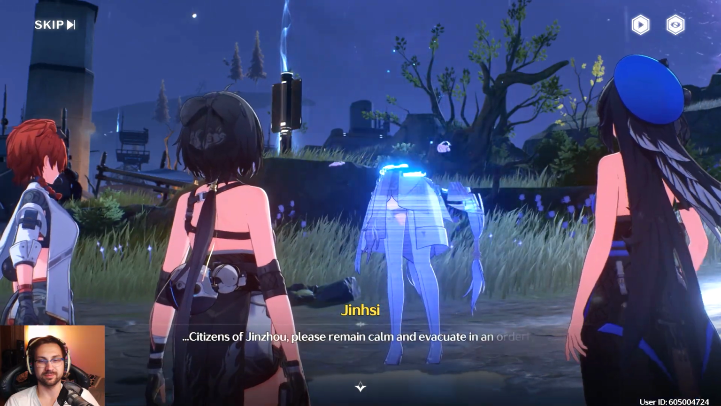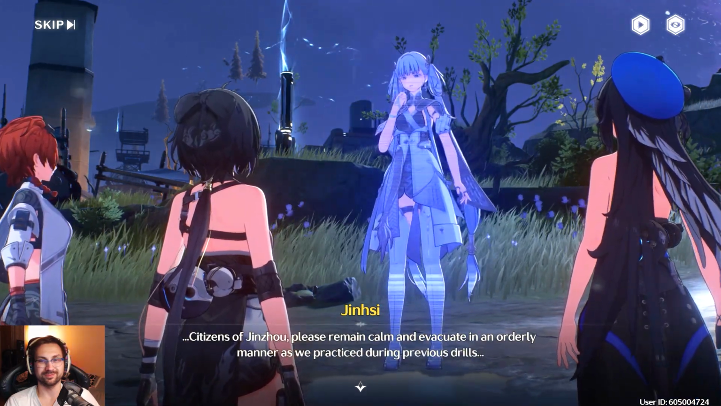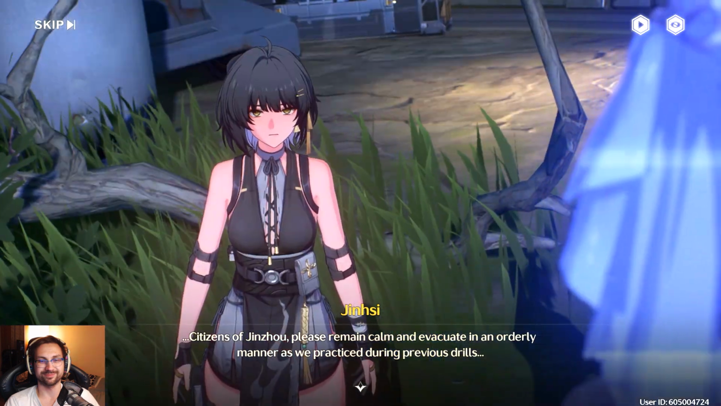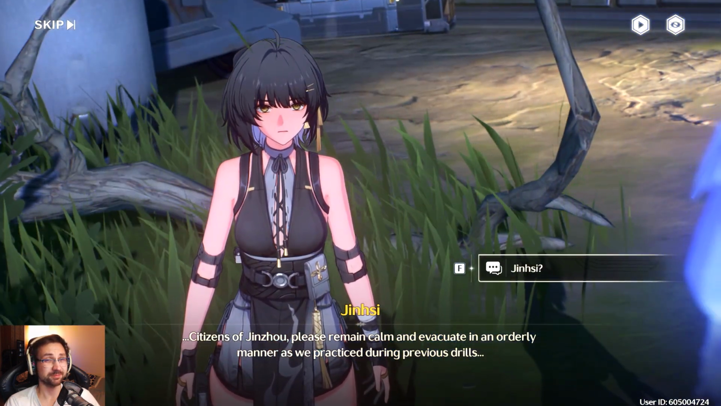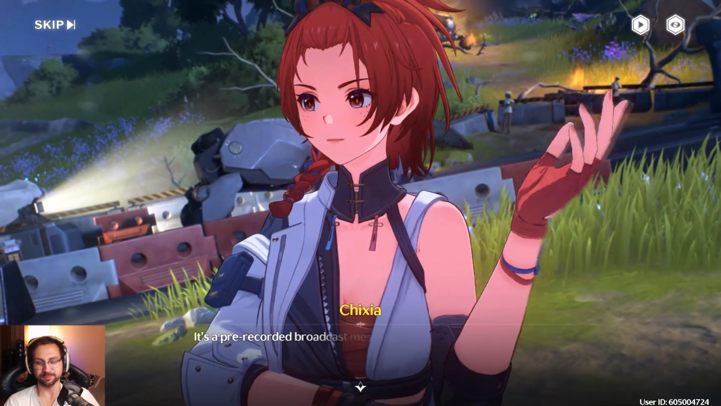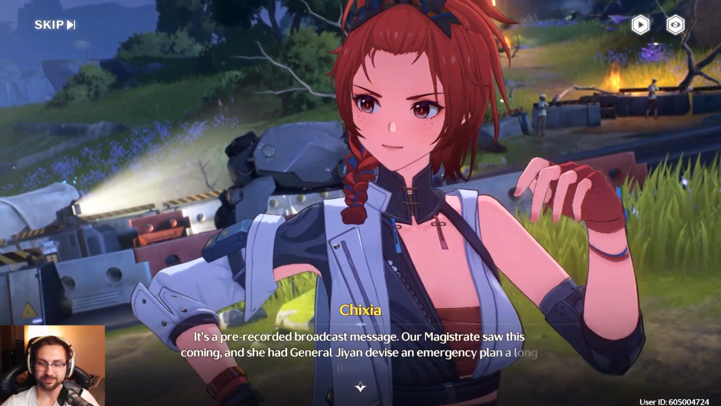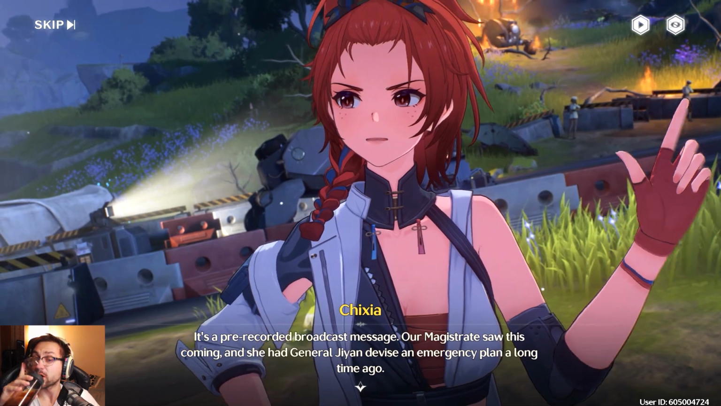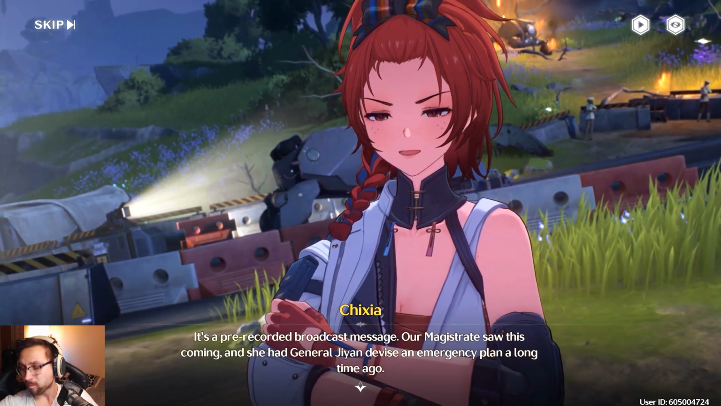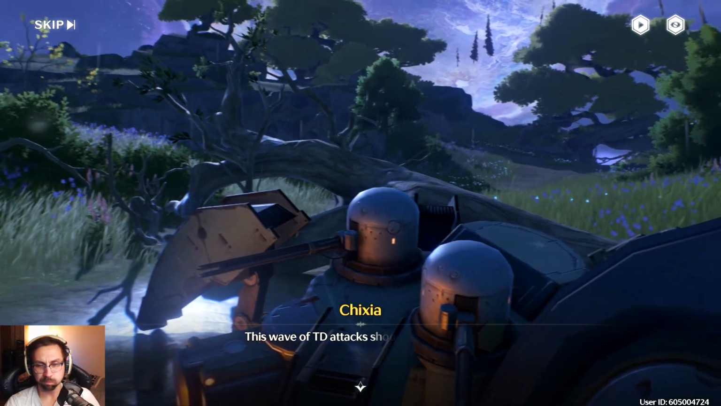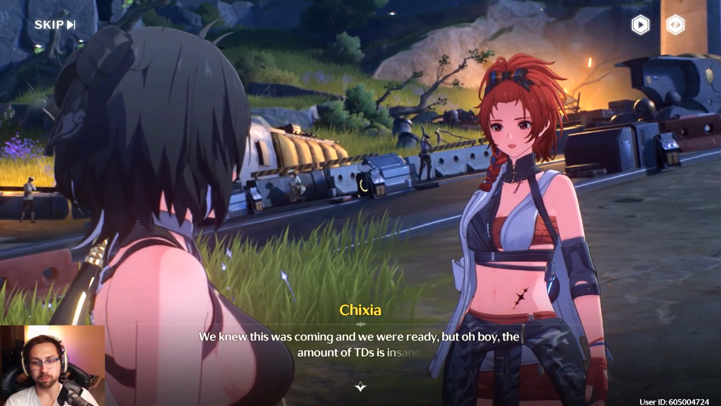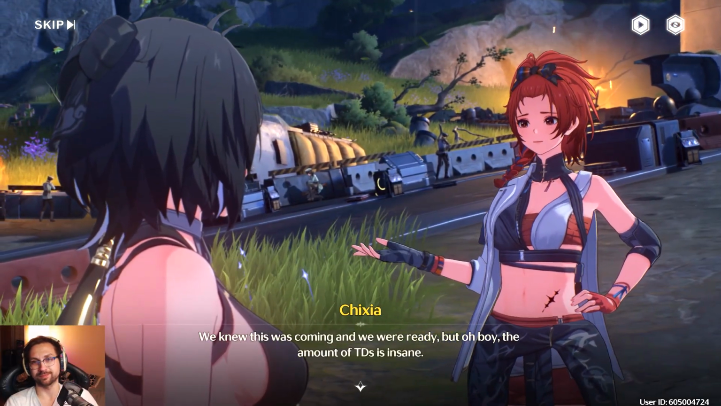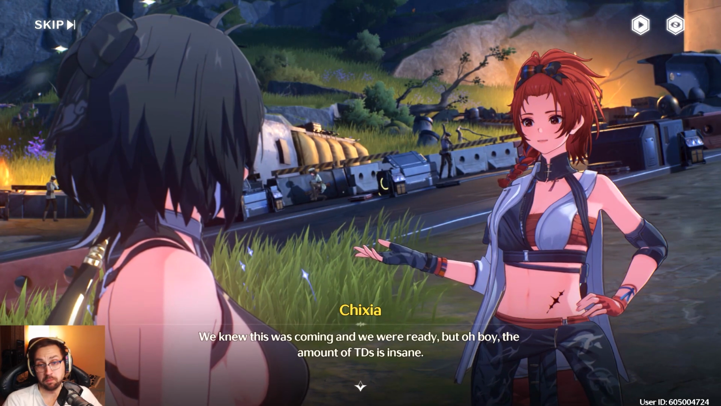Citizens of Jinzhou, please remain calm and evacuate in an orderly manner, as we practiced during previous drills. It's a pre-recorded broadcast message. Our magistrate saw this coming and she had General Jian devise an emergency plan a long time ago. This wave of TD attacks should be over now. We knew this was coming and we were ready, but oh boy, the amount of TDs is insane.